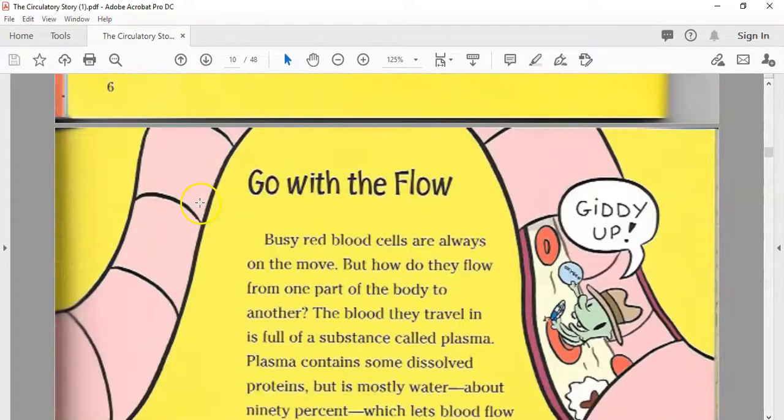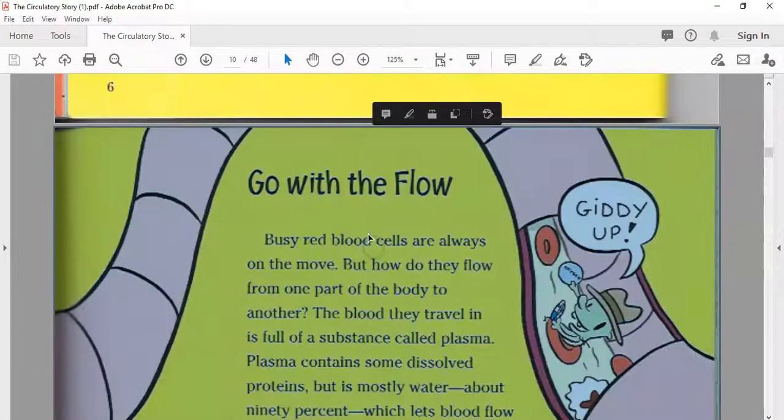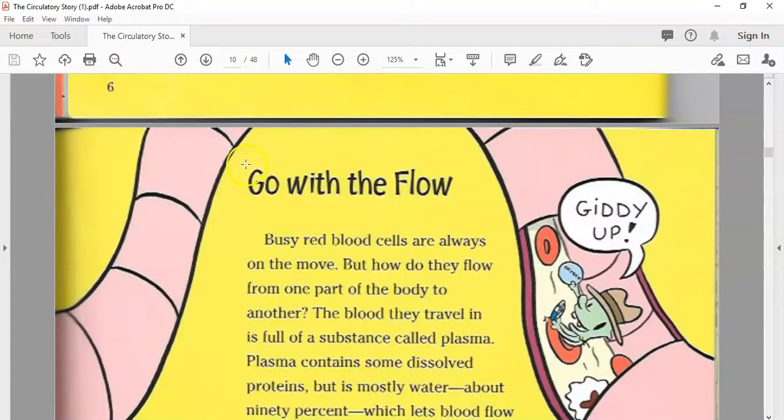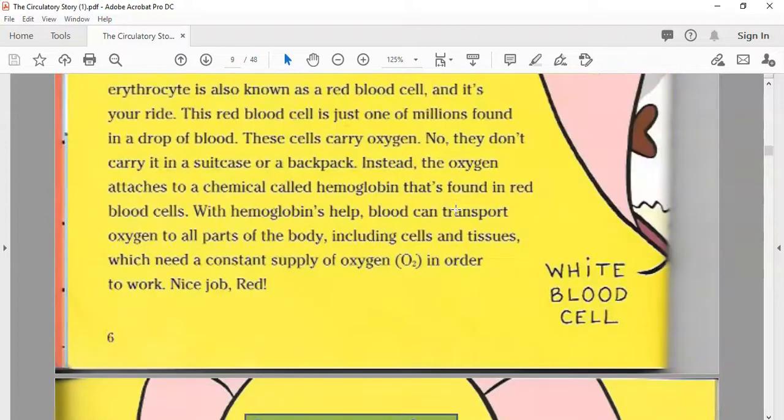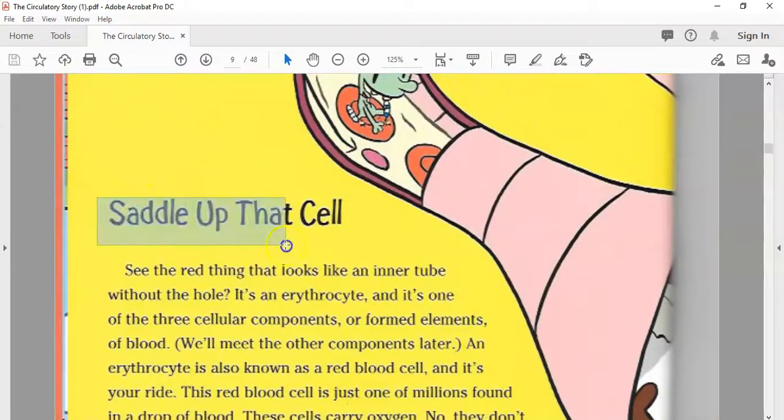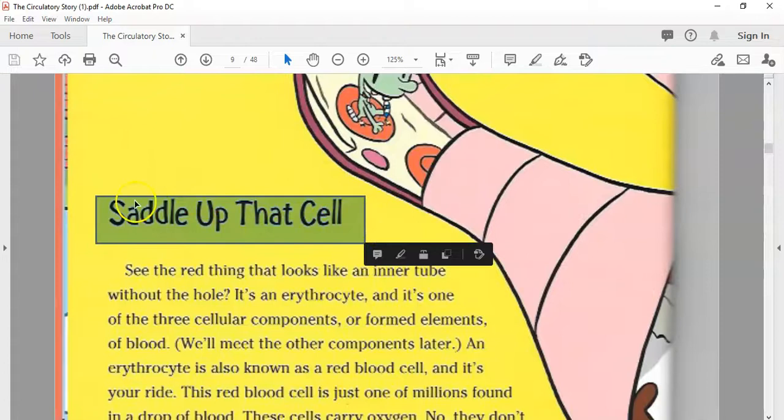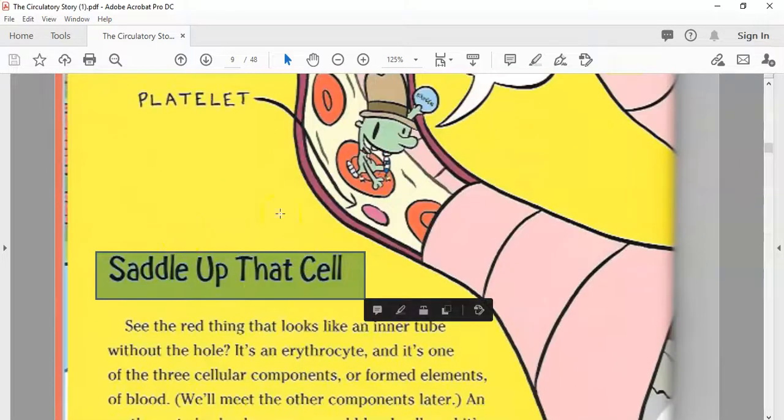So now we're on page 7. What do we say this is called? A heading. So why did the author include these headings? So the first one was called what? Saddle up that cell. So I know that it's talking all about a red blood cell. Yep. And what does it mean by saddle up? Look at this illustration. Look at the cutaway. What does saddle up mean? That he's getting on a red blood cell, right?